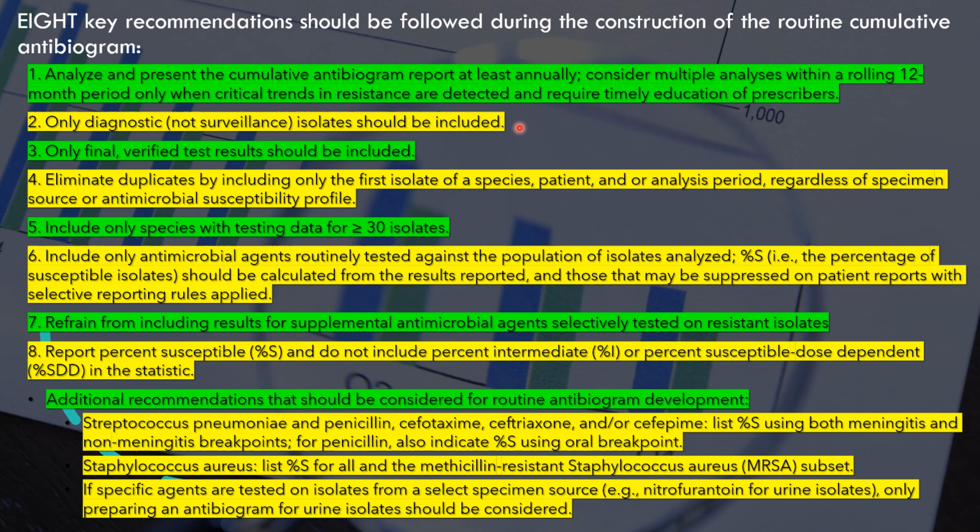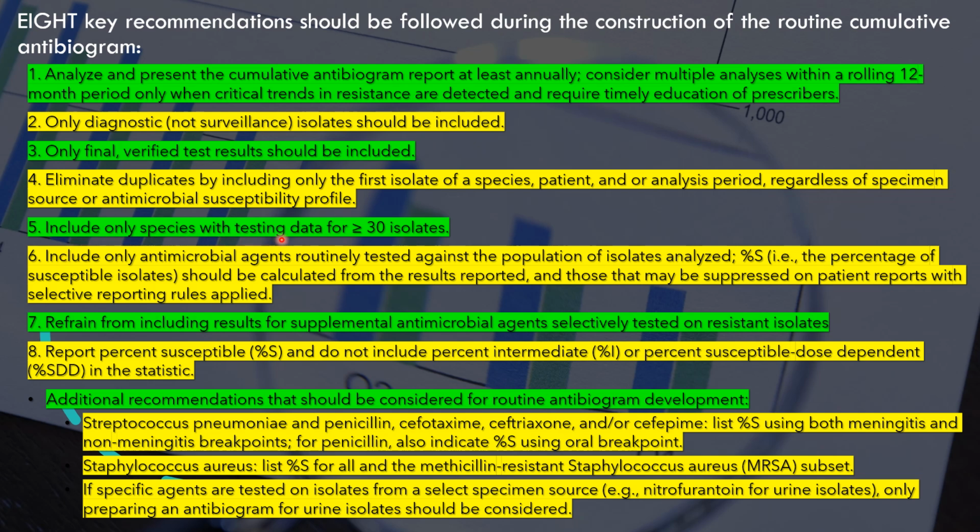So if there is surveillance ongoing, it shouldn't be part of the antibiogram. Also, only final verified test results should be incorporated, not preliminary results. Also, we need to eliminate duplicates. For example, if a species from a patient was isolated multiple times, we need to count that as only one. And regardless of the specimen source, for example different kinds of specimens providing the same organism at different times for the same patient, we only consider this as one isolate and one patient.